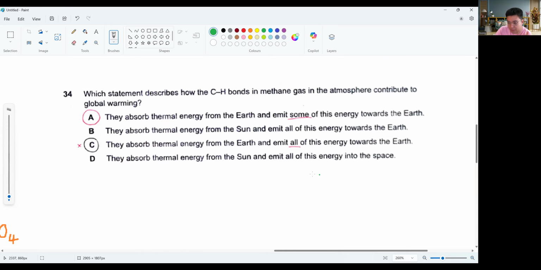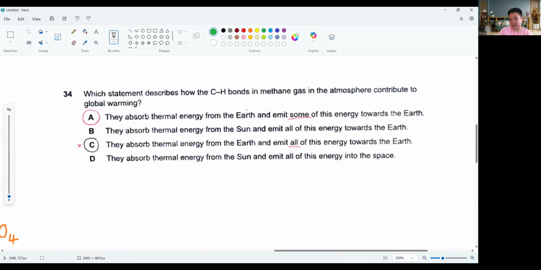All right. But okay, doesn't matter because it looks like that's not what they're asking in this question. But it's good that you all know. Okay. How do C-H bonds in methane gas in the atmosphere contribute to global warming? Okay, so again, for this type of question, don't think so much, because I know students in the exam, try to keep your brain as chill as possible. Don't need to stress your brain out. So you just read the answer here.